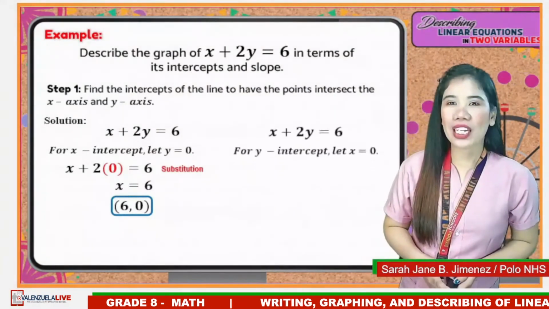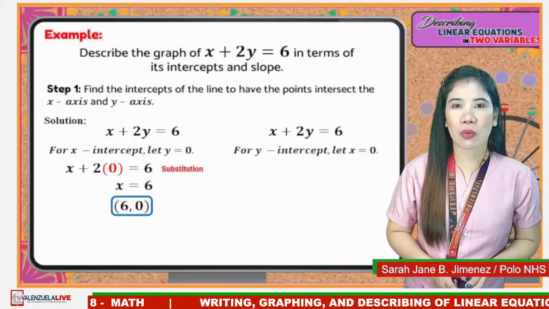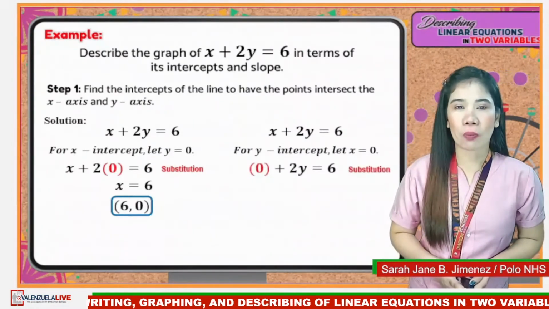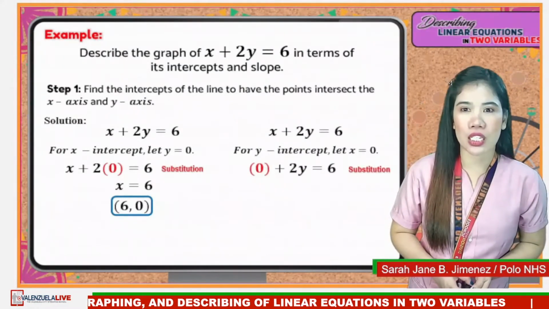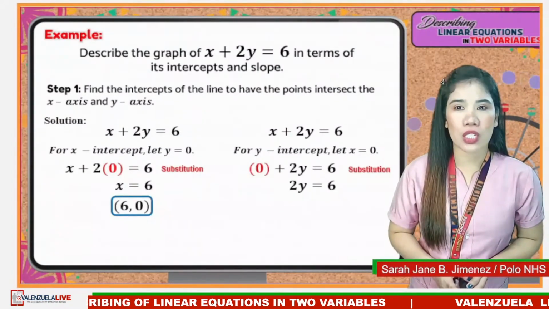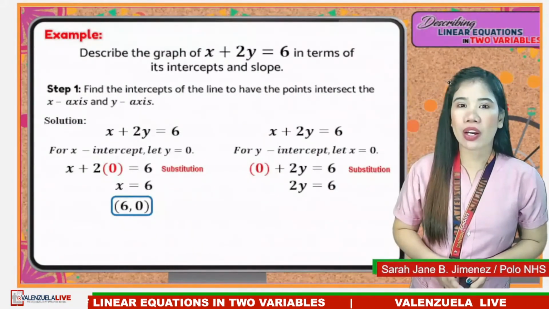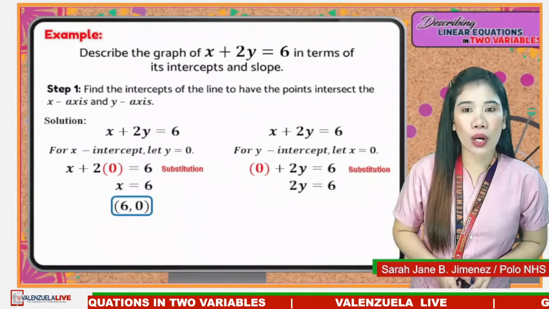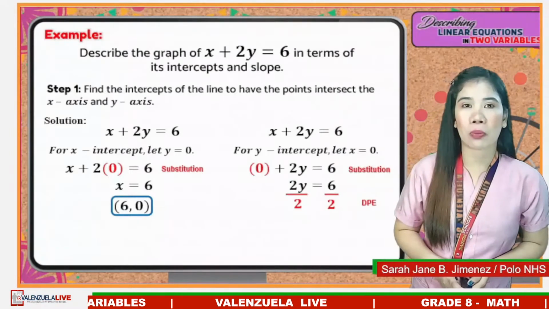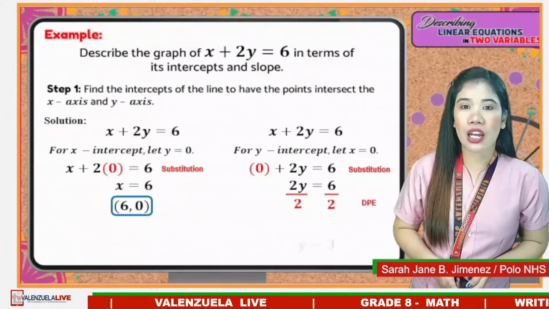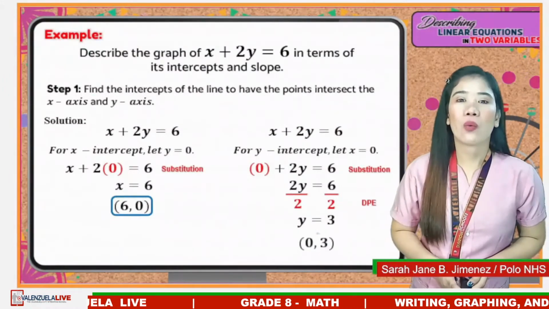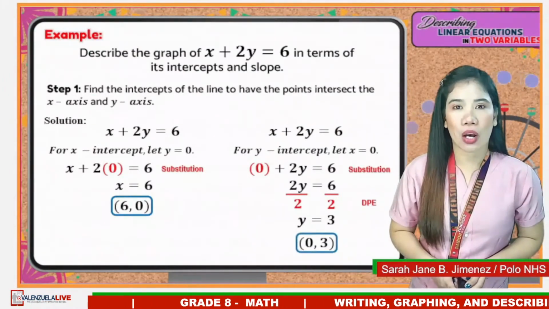For the y-intercept, let x = 0. So by substitution, we have 0 + 2y = 6. Simplifying, we will obtain 2y = 6. To eliminate the numerical coefficient 2 of 2y, we can divide both sides by 2 using the division property. Hence, the value of y is equal to 3. Therefore, the y-intercept is (0, 3).